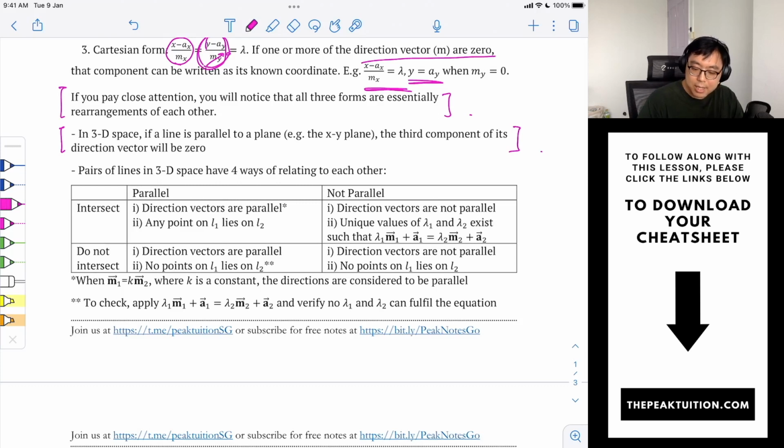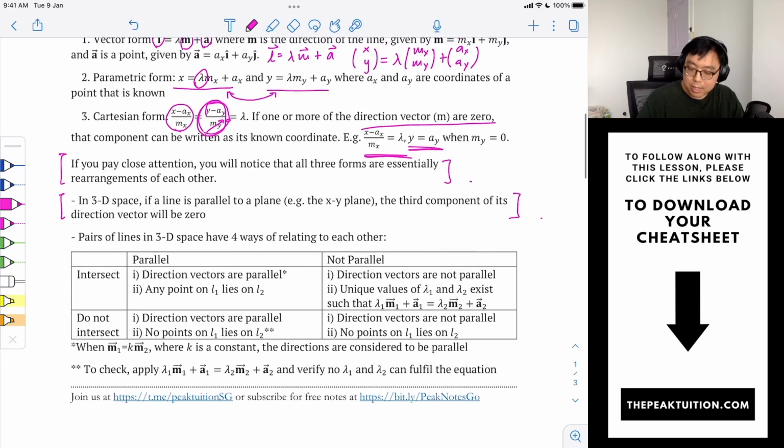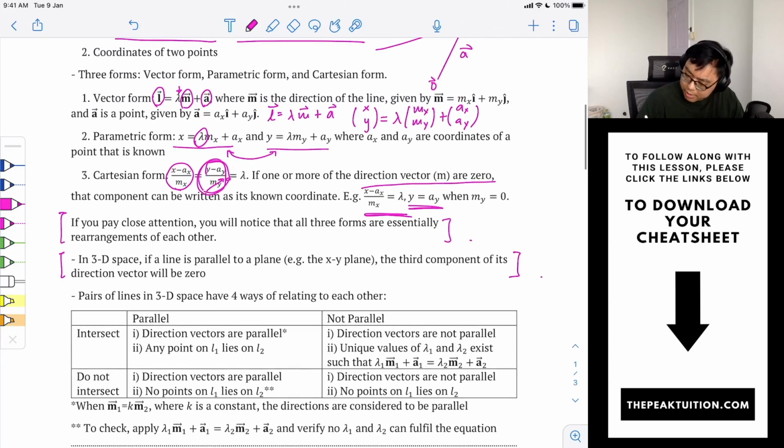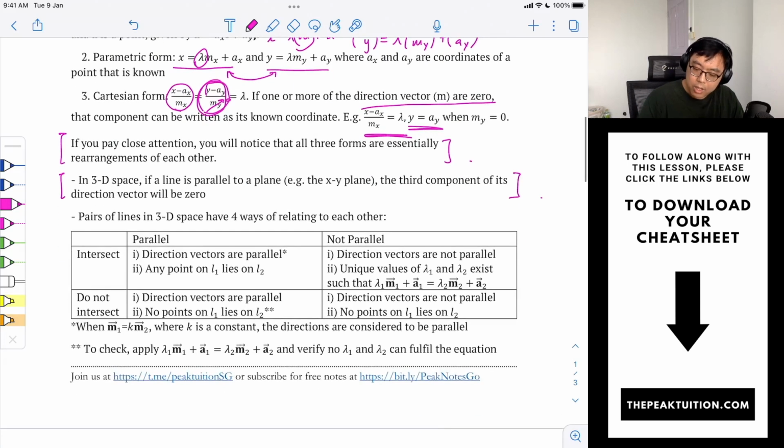Next is intersecting but not parallel. Then we can tell that the direction vector, in case I did not mention it, is basically this m. This m is the direction vector. So in the case of not parallel, the direction vectors of course won't be pointing in the same direction. And you can verify that unique values of lambda 1 and lambda 2 exist such that lambda 1 m1 plus a1 equals lambda 2 m2 plus a2.